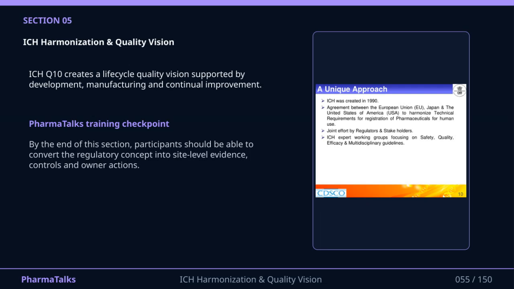This section focuses on ICH harmonization and quality vision. The ICH Q10 framework establishes a comprehensive lifecycle approach to quality, integrating development, manufacturing, and continuous improvement to ensure consistent product quality. By the end of this section, you'll be equipped to translate these high-level regulatory concepts into practical, site-level evidence, controls, and actions that drive quality in your operations. This checkpoint is designed to help you connect the theory with real-world application, enhancing both compliance and process efficiency.